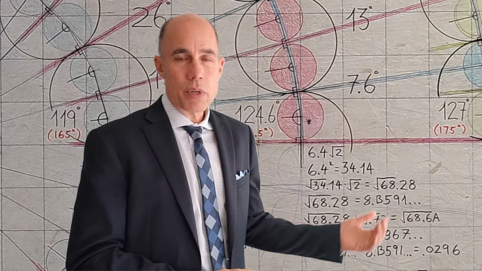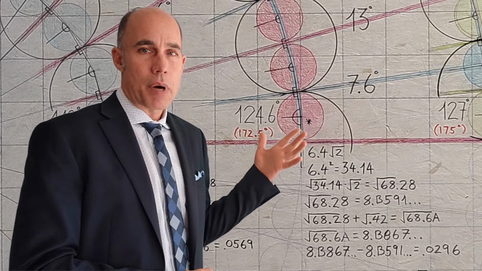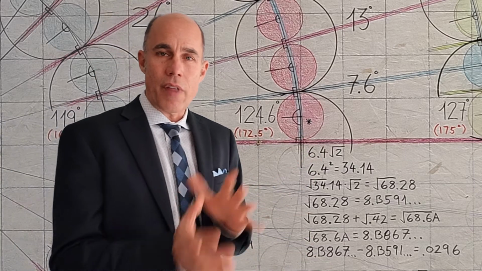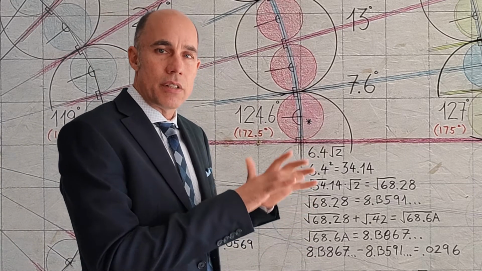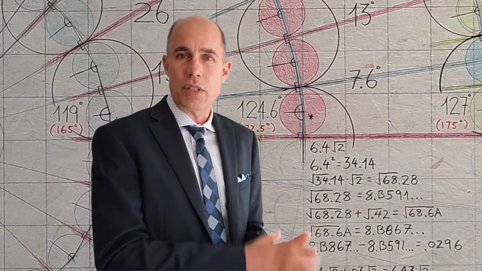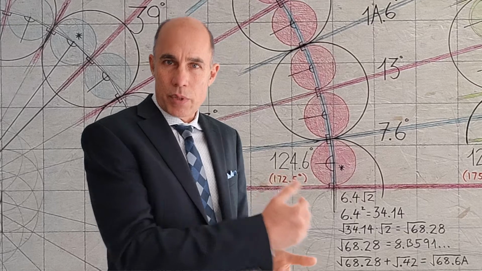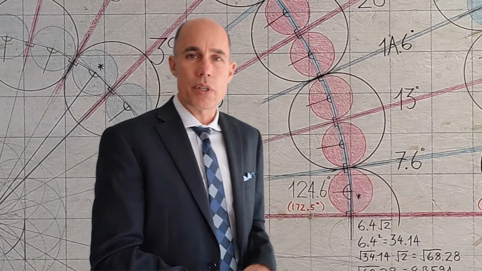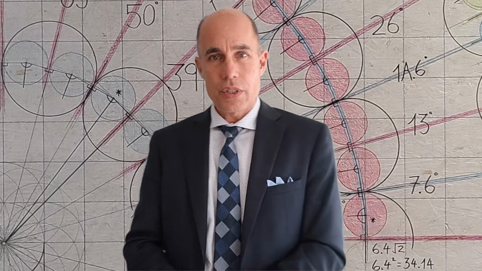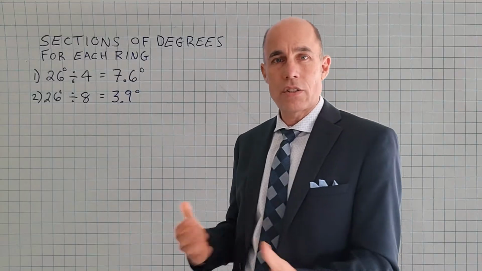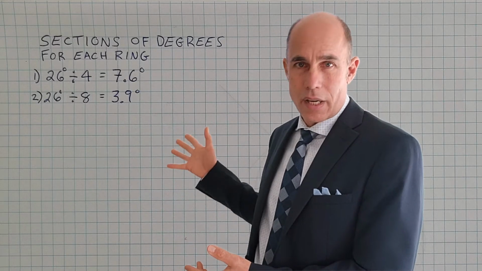So the second ring, we're going to be dividing 26 by 8, because that 4 and that 8 comes from the division of the inside of one of these rings. You have these two smaller circles inside these larger circles, and then we get the halfway point and the quarter point. So that's how that works. So in the second ring, again, we're dividing that circle into sections of 3.9 degrees.